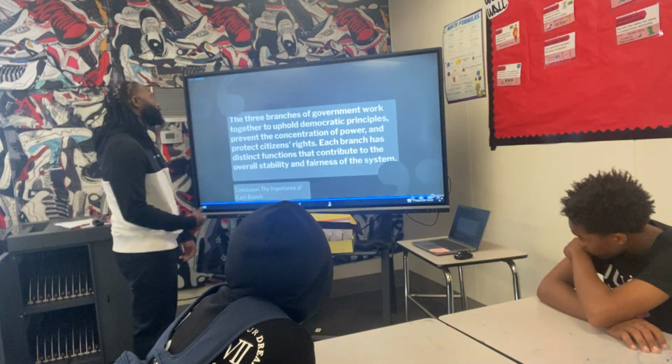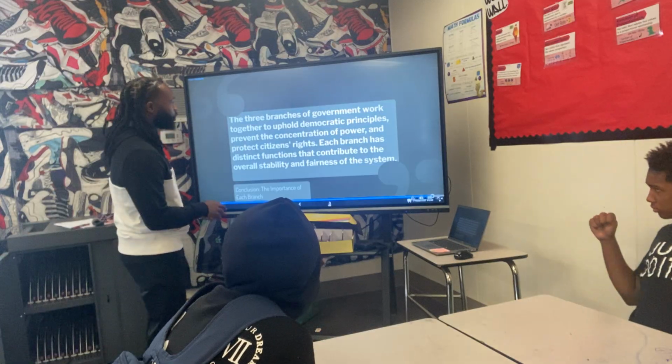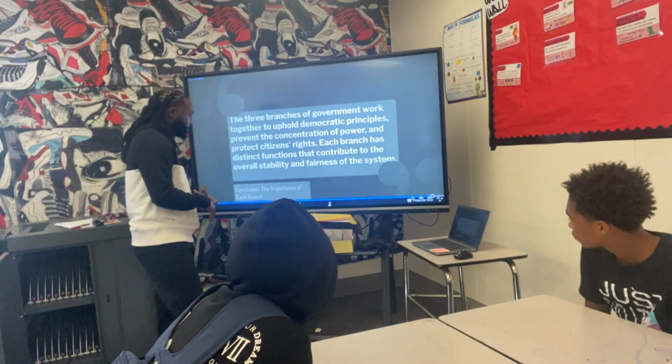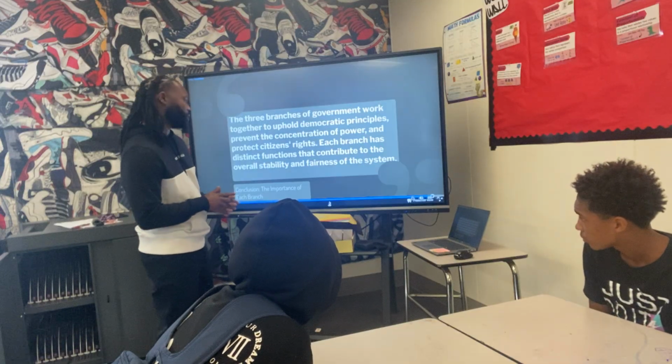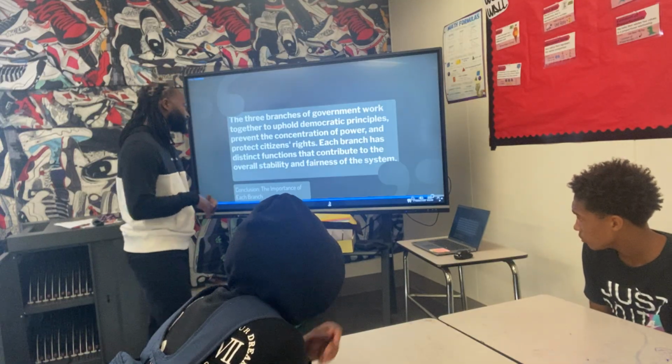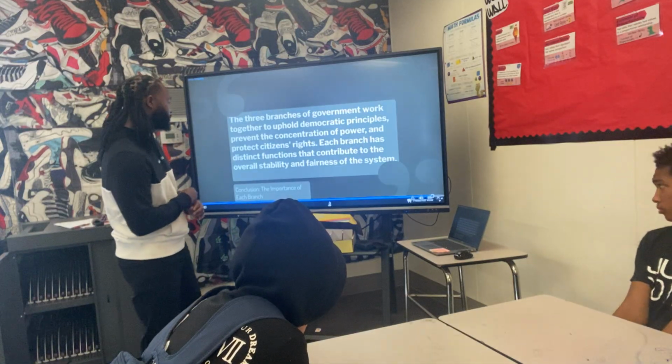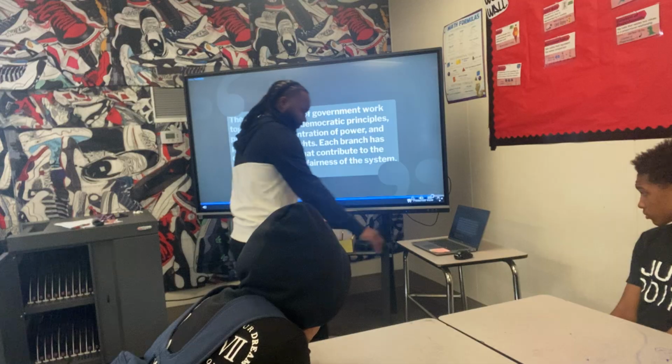So, the three branches of government work together to uphold democratic principles, prevent the concentration of power, and protect citizens' rights. Each branch has distinct functions that contribute to the overall stability and fairness of the system.